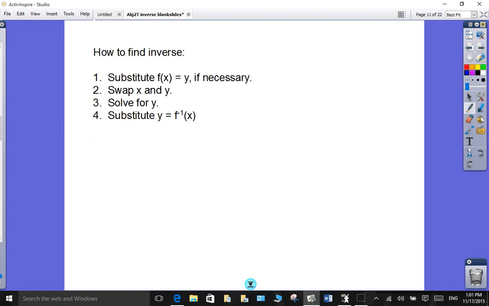Okay, now here's the first of those 3 essential learnings. How to find the inverse, right? There's 4 very concise steps here. You have to memorize them. Okay.